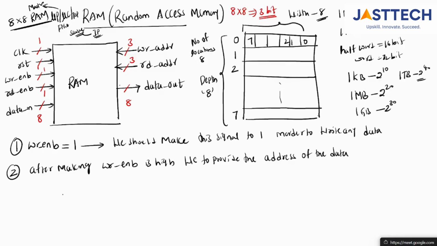Okay, so here first you need to make write enable equal to 1. So this is write enable equal to 1. We need to make it pass a clock. And write address, this also we need to provide. How many bits is this? 3 bits. Okay, so 3 bits.